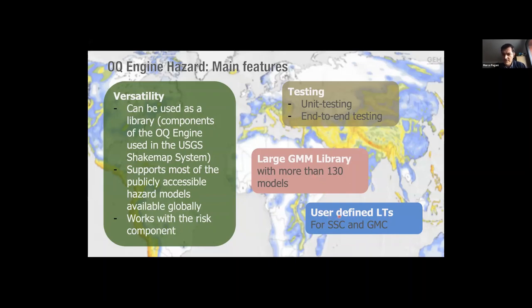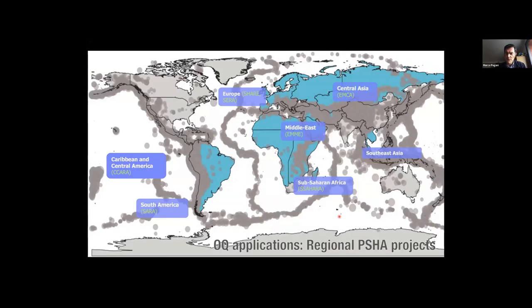We also have a nice feature, something that I have promoted a lot: a more extensive use of epistemic uncertainty in hazard calculation, which is the possibility for the user of defining the structure of the logic trees. Now, where the OpenQuake engine was used, I'm starting from regional projects because regional projects were the initial target for the OpenQuake engine.